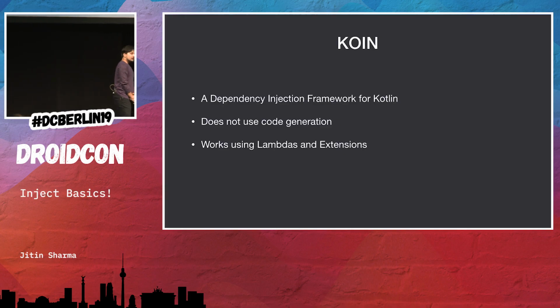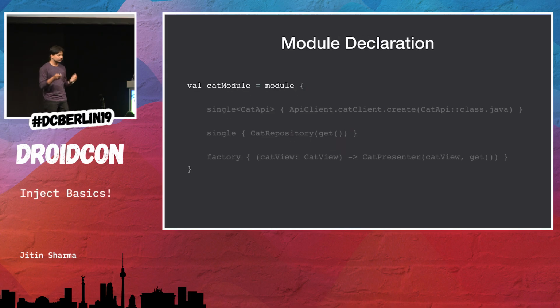It does not use code generation. It does not use reflection. I'm going to explain what it actually does. It's completely made using lambdas, extensions, all the nice things you get in Kotlin. Everything is there in Koin.